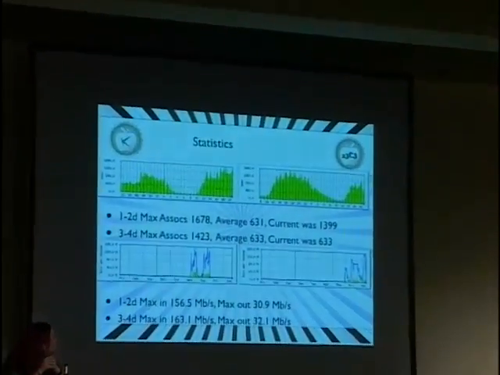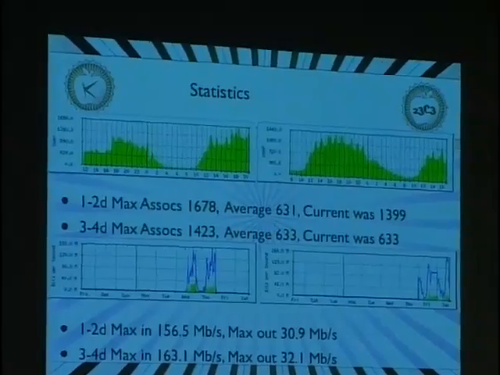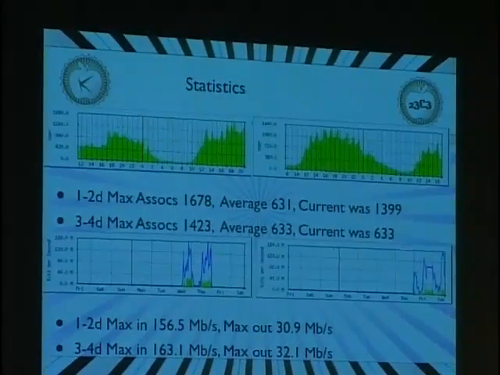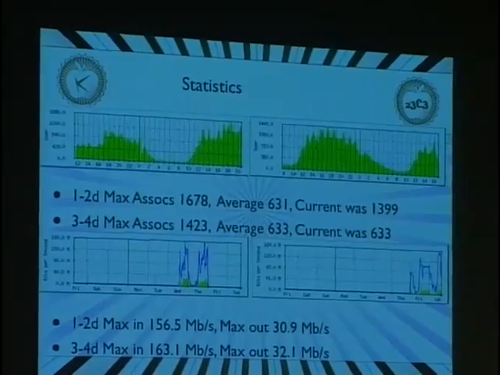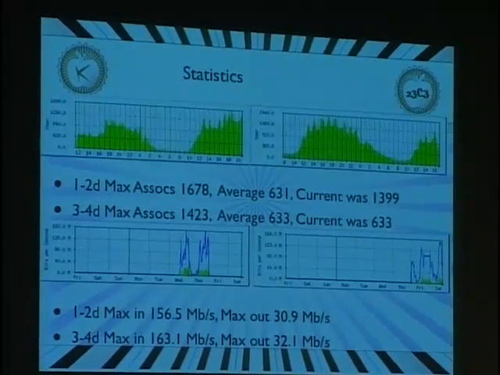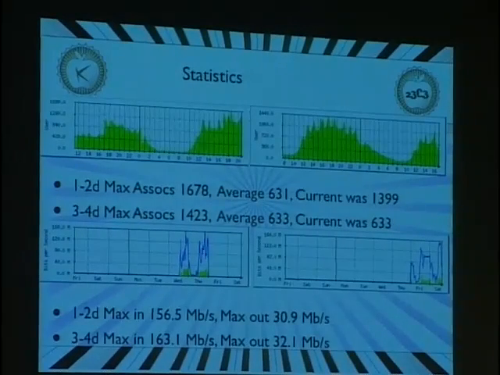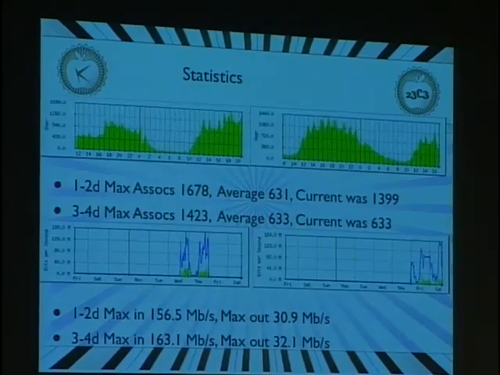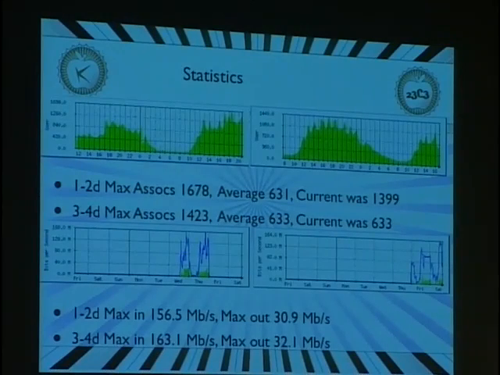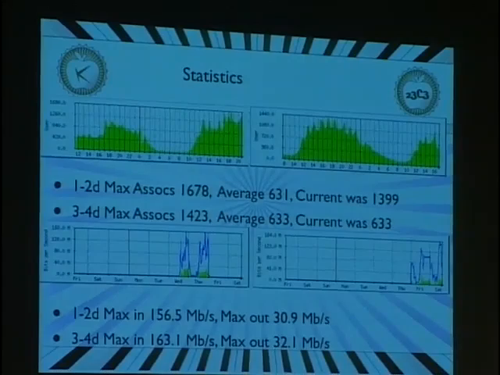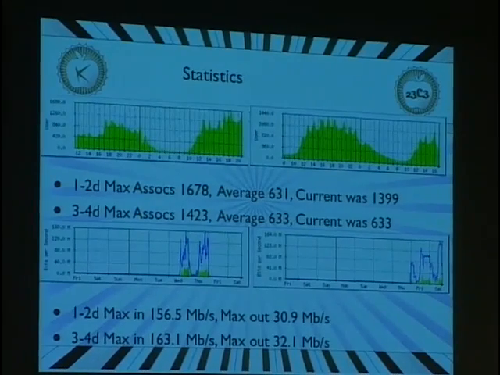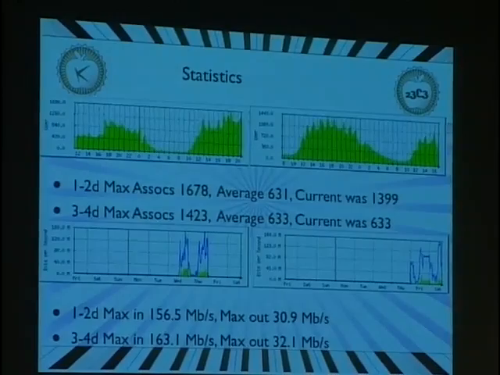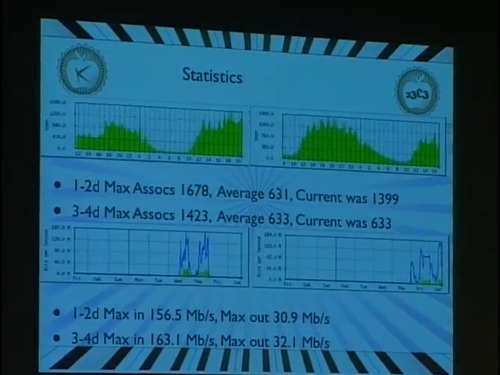to statistics. We have 1,678 associations at peak and an average user count of 631. We had problems with the RX-8, so we had to change our uplink ports from one slot to the other. And of course, MRTG sucks, sorry, the counters are not 100% clear and correct. But it's an average peak over 30 minutes. On the first to second day, 1,678. Third to fourth day, 1,423. And maximum inbound traffic of 156 megabits on the first 2 days.